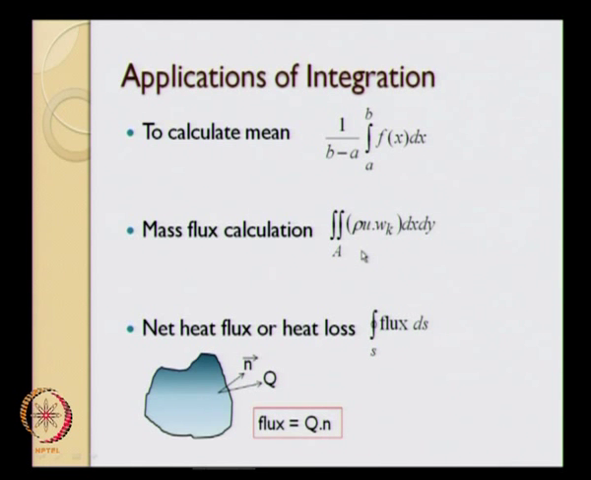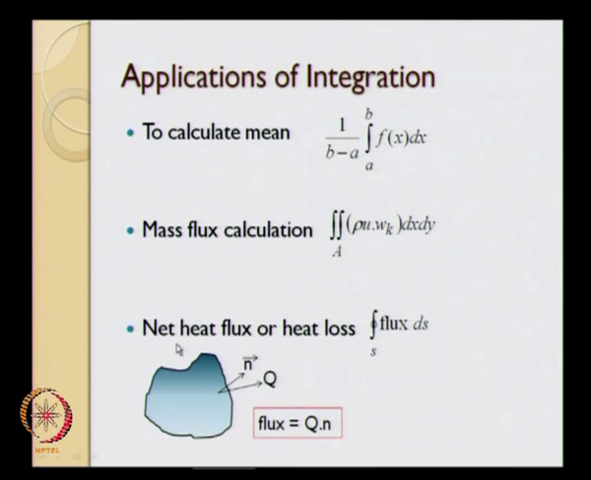Another example where integration is required is the mass flux calculation. So let us say we have a tube through which some kind of fluid is flowing. In that particular case, the mass flux of any species in the fluid is going to be represented as the area integral with respect to x and y coordinates of the overall flow flux, which is rho multiplied by u multiplied by wk. Wk is nothing but the mass fraction of the species k in this particular system.